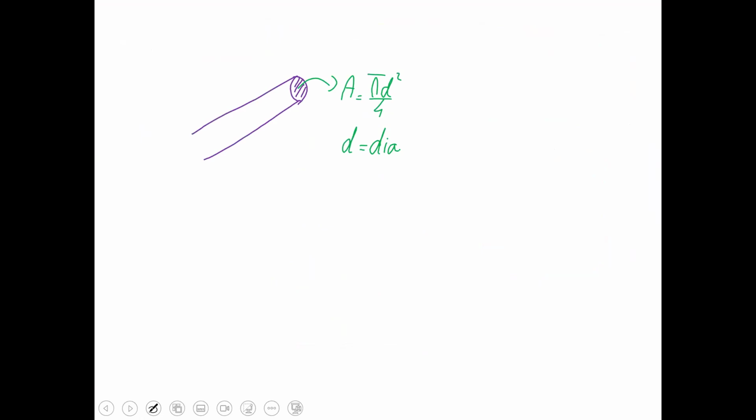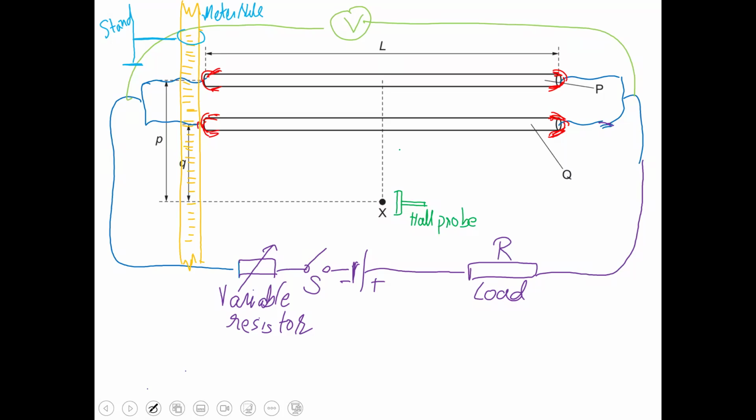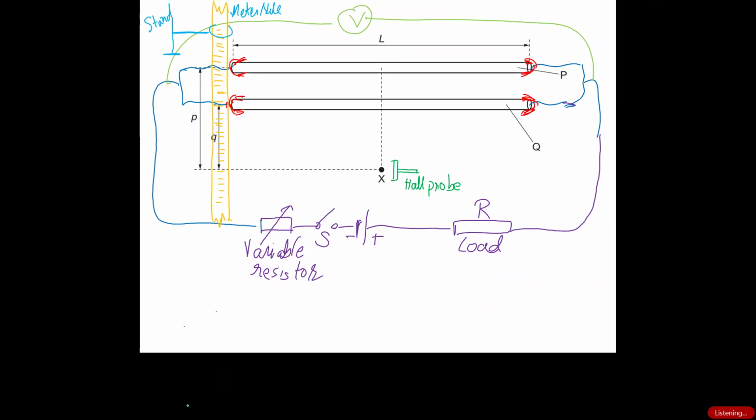We have already discussed this plan. So if you want to draw, you can. Otherwise, we can just write the formula in our procedure. So now let's start. Procedure: arrange the apparatus as shown.